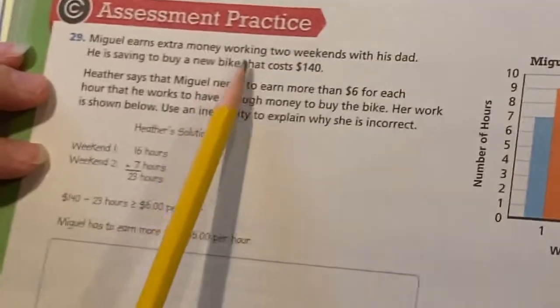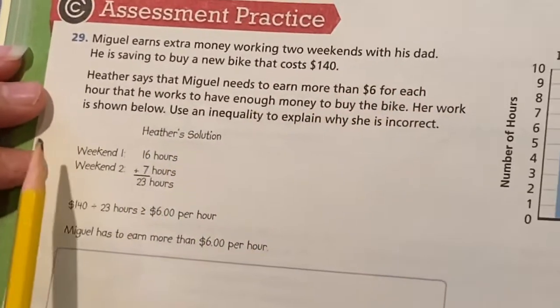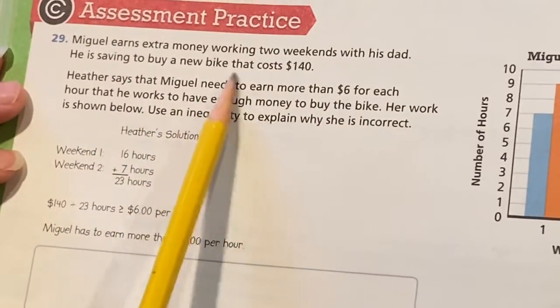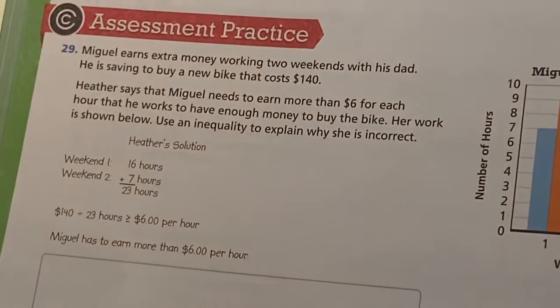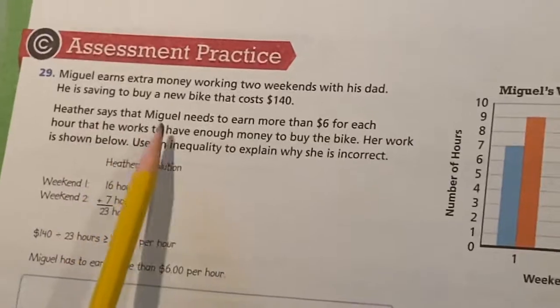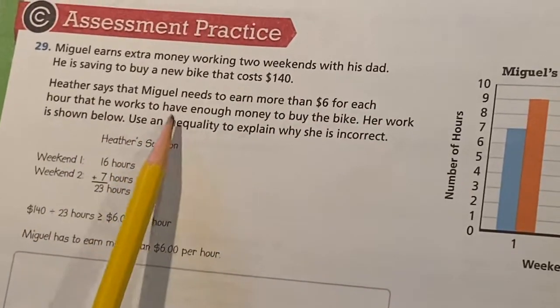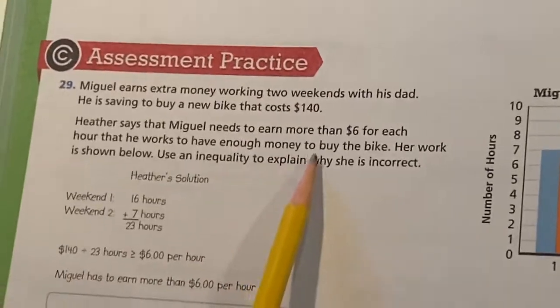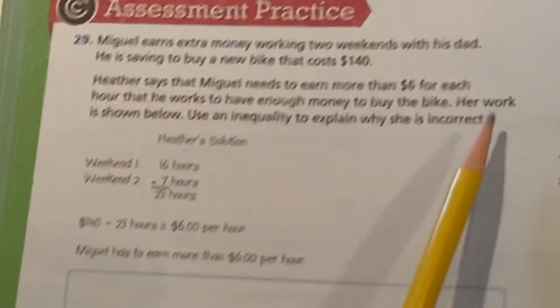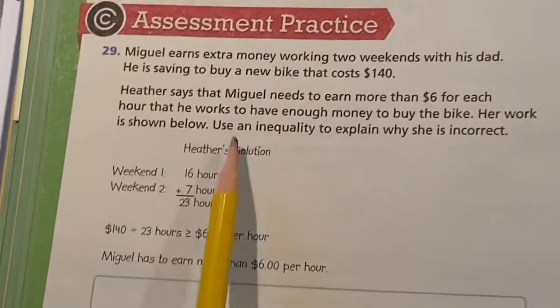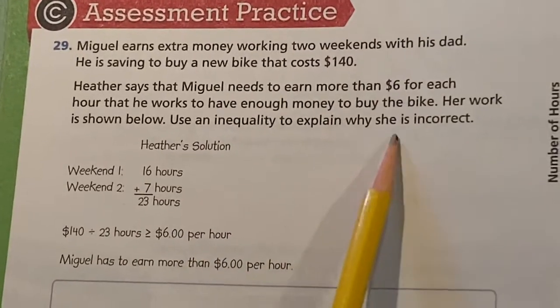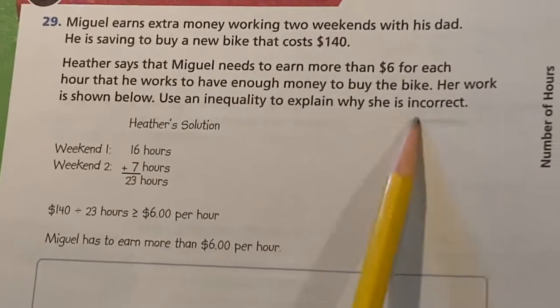Miguel earns extra money working 2 weekends with his dad. He is saving to buy a new bike that costs $140. Heather says that Miguel needs to earn more than $6 for each hour that he works to have enough money to buy the bike. Her work is shown below. Use an inequality to explain why she is incorrect.